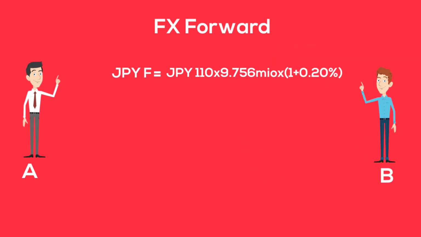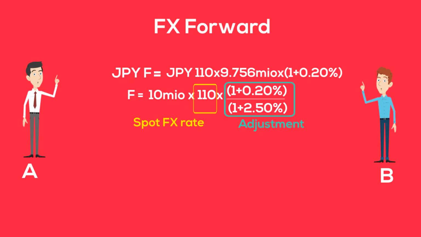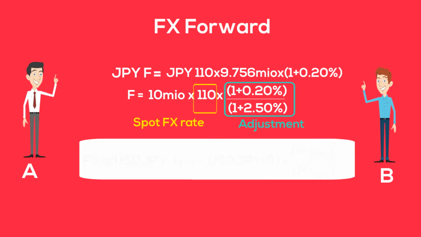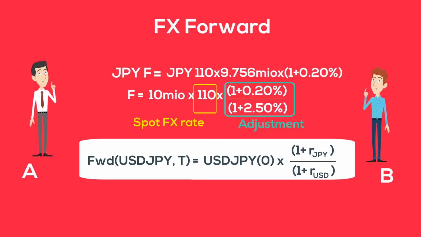Now remember that 9.756 is nothing else than 10 million divided by 1 plus 2.5%, so the formula can be rewritten this way. So to compute F, you apply to the $10 million the spot FX exchange rate, so 110, that you adjust by the ratio of 1 plus interest rate of the two currencies. So you can infer easily the formula for the forward FX rate. The forward FX rate equals the spot FX rate times the ratio of the 1 plus interest rates. You can generalize further for any maturity t by adding the exponent big T.